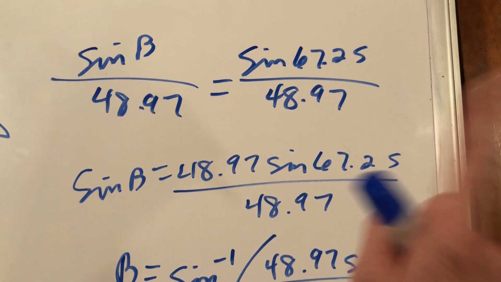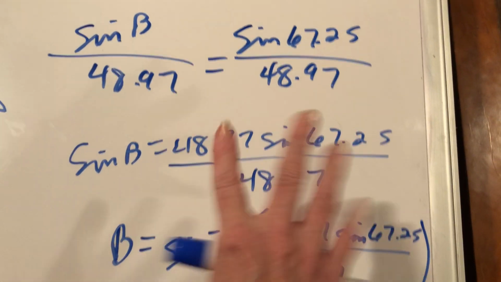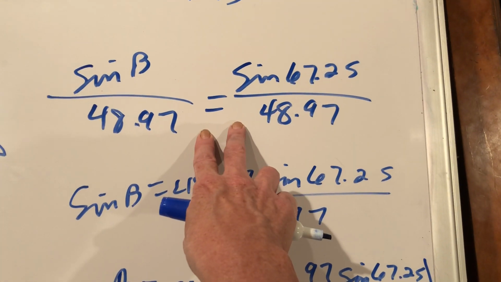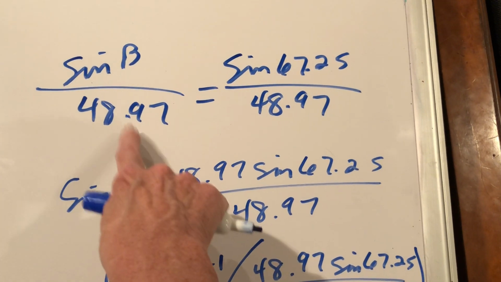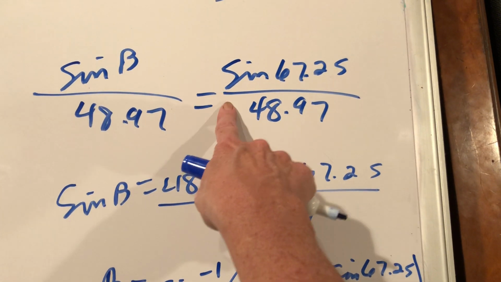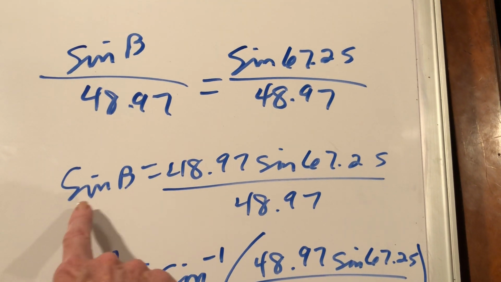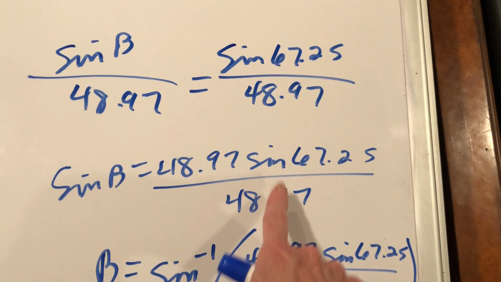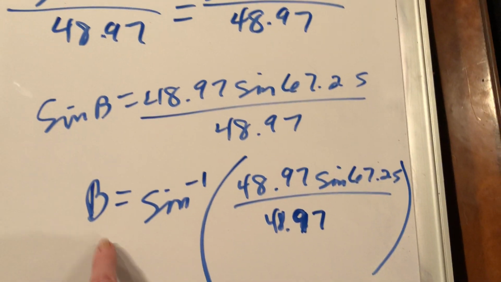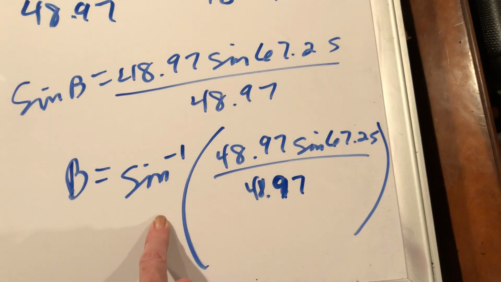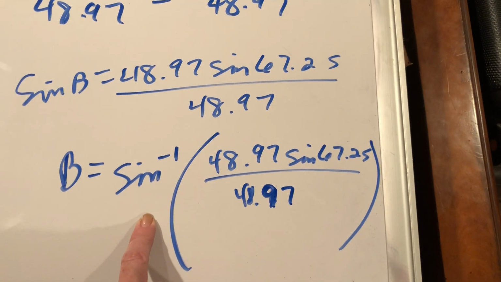So sine of B, sine 67.25, 48. Okay, so that's the setup. This is the one move that needs to be made. The 48.97 is the one move that needs to be made up here. But to actually find B, because this is the sine of B, all this stuff is the sine of B. So if I want to actually find angle B, I have to do the inverse sine. I have to do the inverse operation.